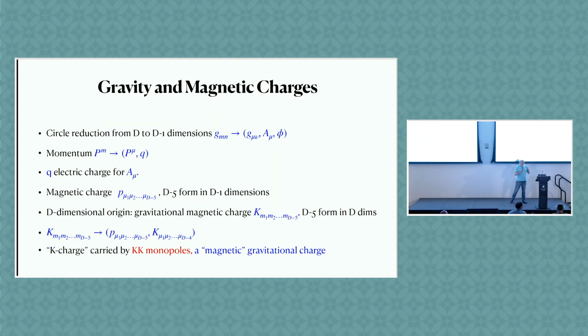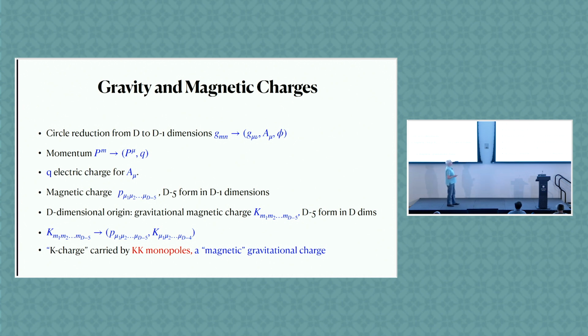So as we've just seen from those slides, let me just go back to the beginning. Just some elementary ideas. If we look at gravity Kaluza-Klein reduced on a circle from d to d-1 dimensions, as is well known, the metric gives rise to a metric, a Kaluza-Klein vector field, a graviphoton, and a scalar. And in particular, the momentum splits into a lower dimensional momentum, and the extra component of momentum is associated with the electric charge for the graviphoton.